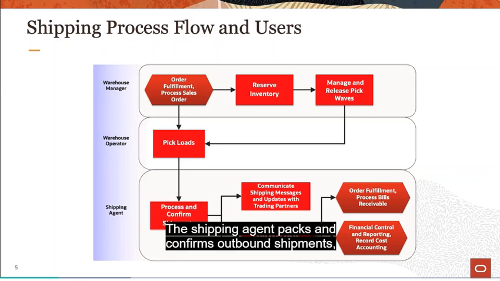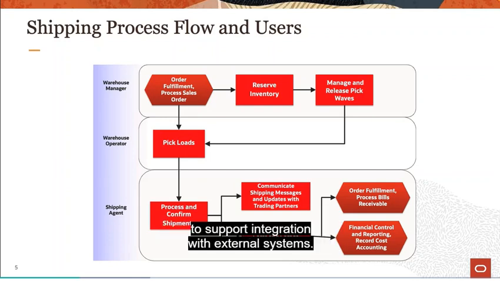The shipping agent packs and confirms outbound shipments, creates shipments, and resolves exceptions. The shipping agent also generates shipping documents, such as the carrier bill of lading at ship confirmation, and communicates shipping messages to trading partners about shipment contents, status, arrivals, and shipment requests to support integration of external systems.